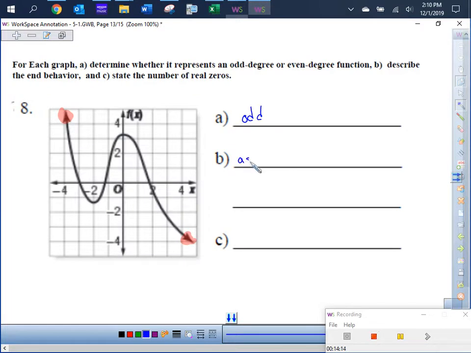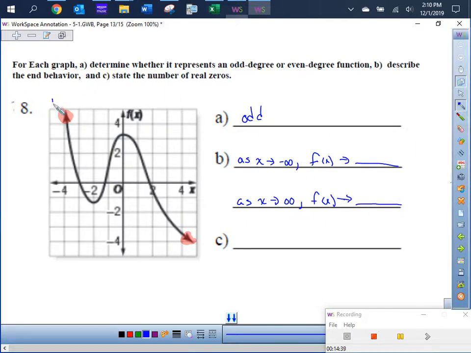We'll always start with this phrase: as x approaches negative infinity, f of x approaches blank. And we'll do the same thing down here, but x doesn't go to negative infinity, it goes to positive infinity. So every single time when they ask you to describe the end behavior, we're going to start with this generic phrase and fill in the blanks.